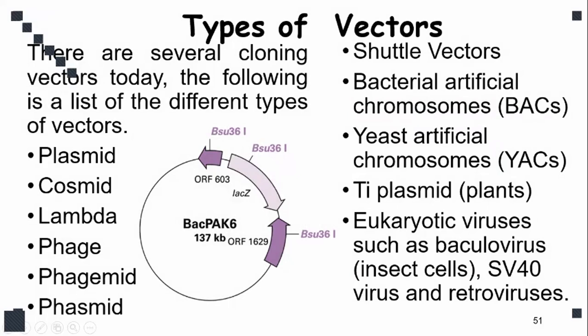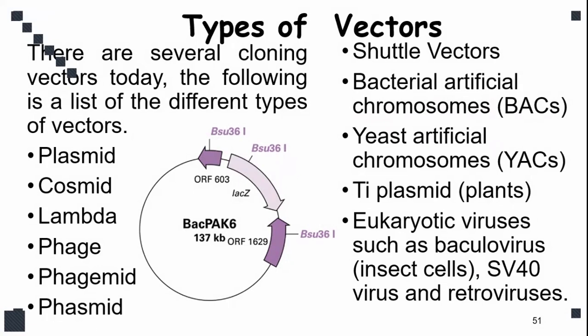There are quite a number of types of vectors, and they are listed here for you. You have the plasmid, the cosmid, the lambda phage, the phagemid. Then you have what we call shuttle vectors, which we are going to see. We have bacterial artificial chromosomes, yeast artificial chromosomes, and the ones specific for plants called Ti plasmids. Then we have eukaryotic viruses such as baculoviruses, lentiviruses, the SV40 virus and some other retroviruses.